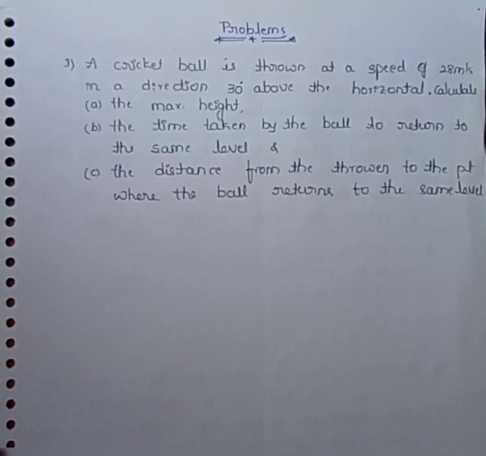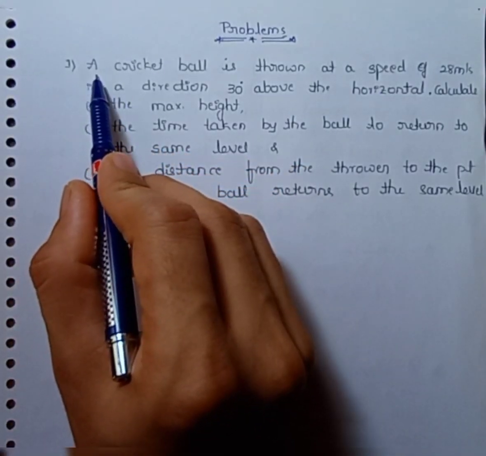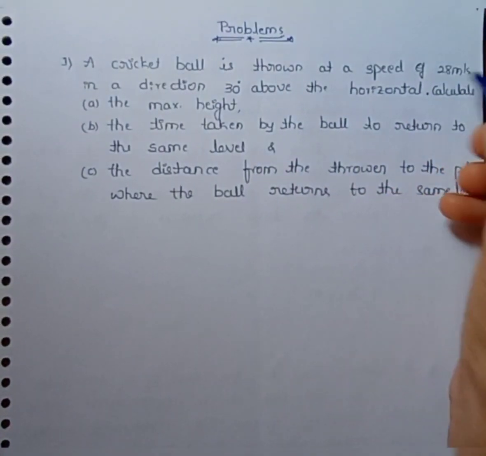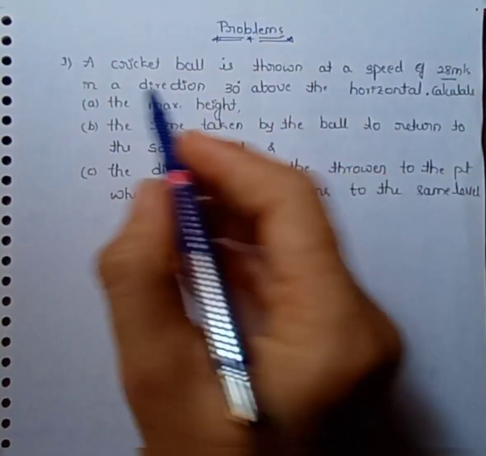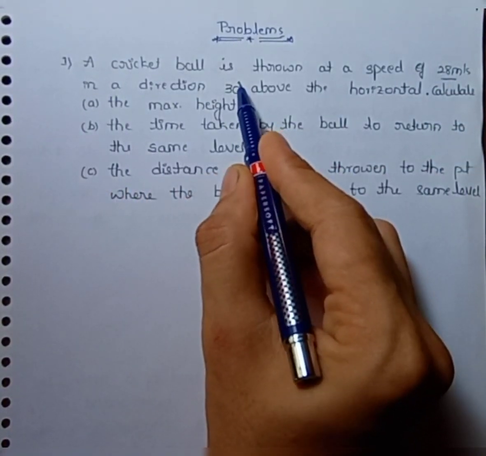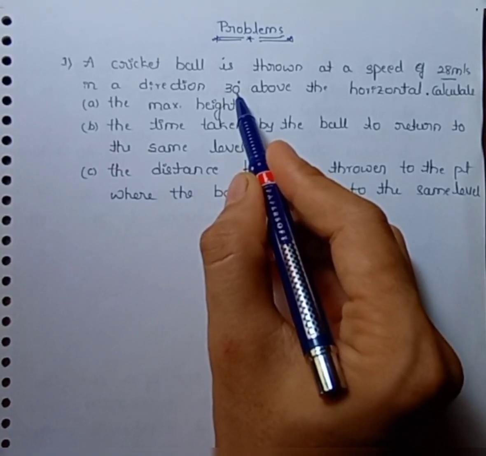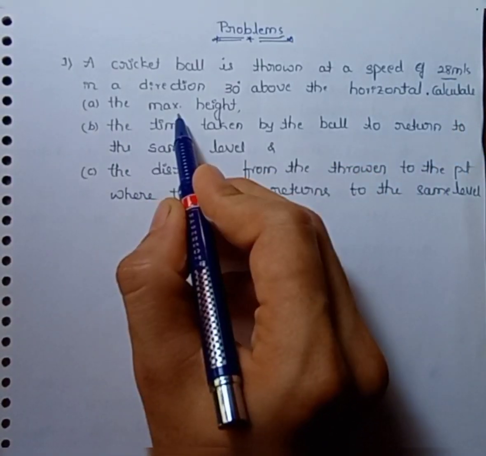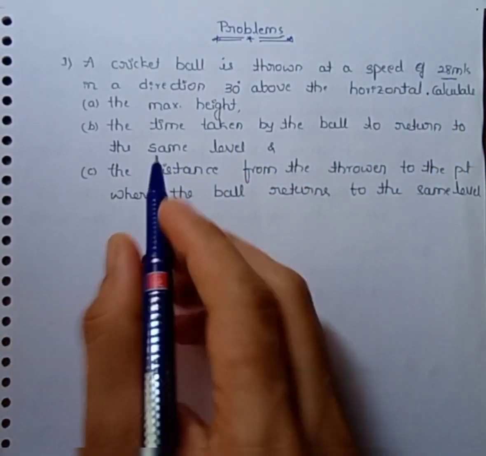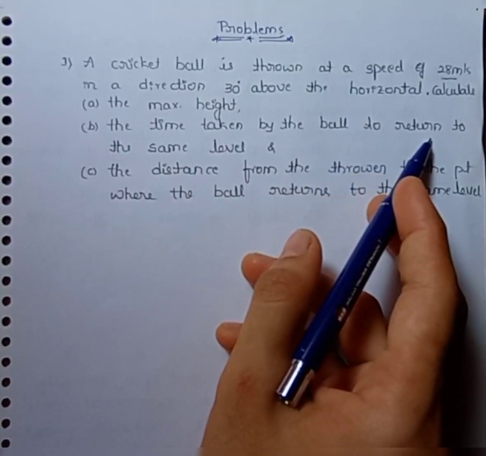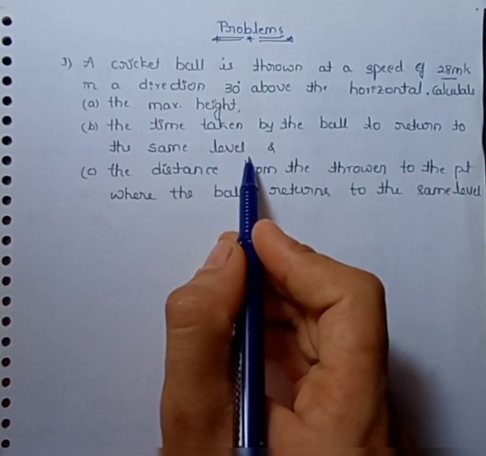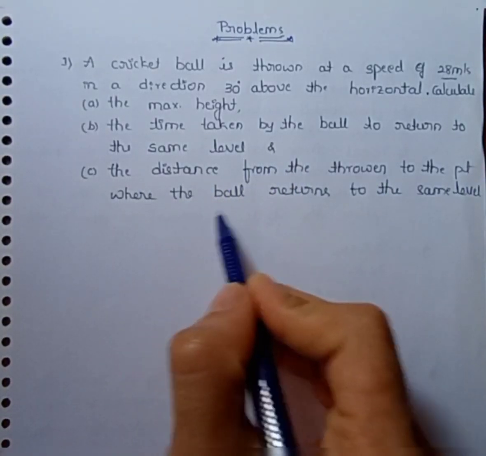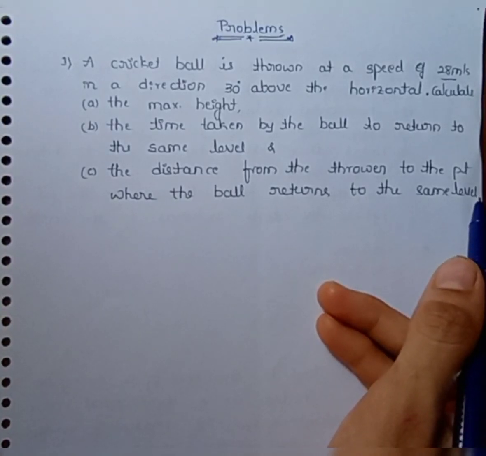Let us solve the first problem. A cricket ball is thrown at a speed of 28 meter per second in a direction 30 degree above the horizontal, theta equals 30 degree. Then what do we have to calculate? The maximum height, the time taken by the ball to return to the same level, and the distance from the thrower to the point where the ball returns to the same level.